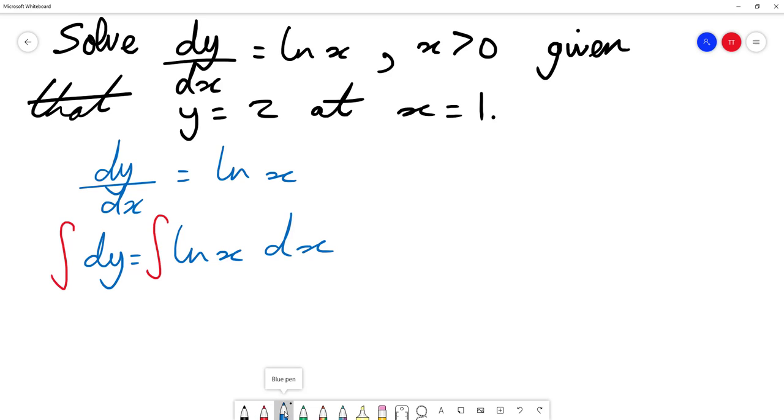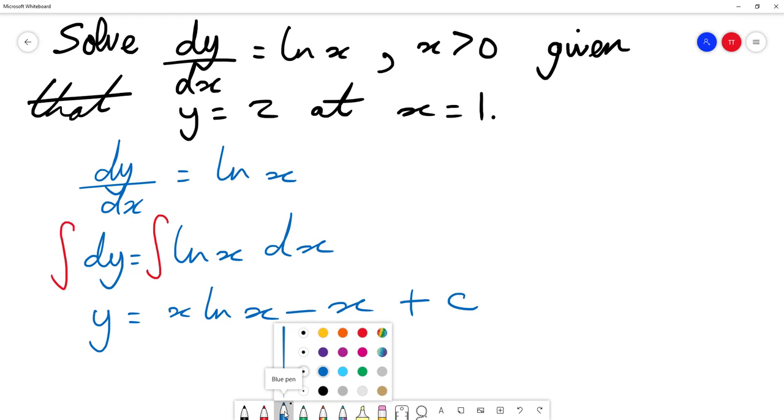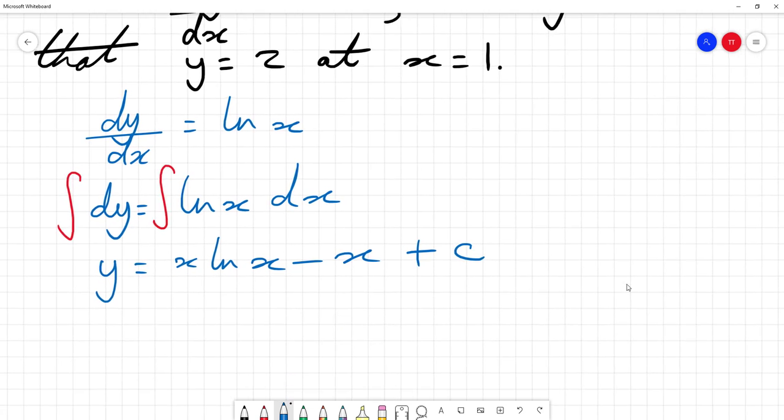Now, in our case, the integration of dy will simply be y. The integration of ln x is the standard integral you should know: x ln x minus x plus the arbitrary constant c.